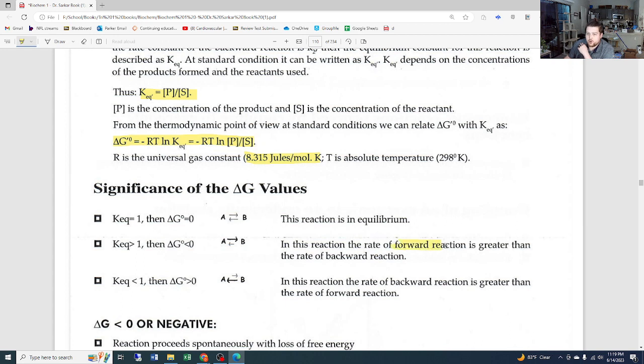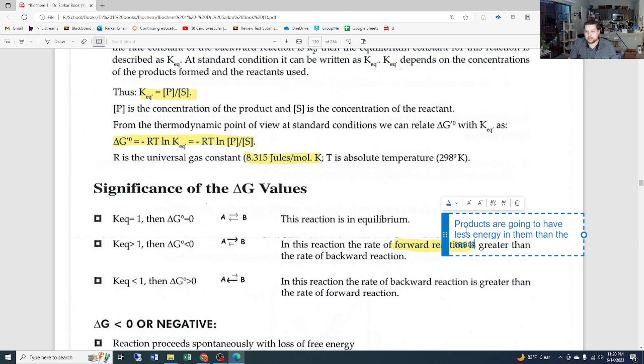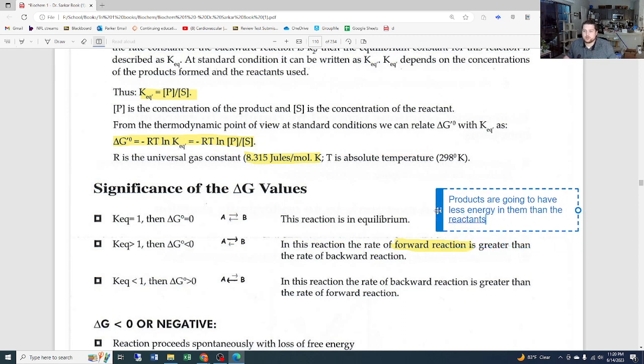So if we think about this, the forward reaction, so going from reactants to products, remember what we talked about earlier, how the products are going to have less energy in them than the reactants. So that a negative delta G, we're talking about our exergonic reactions.